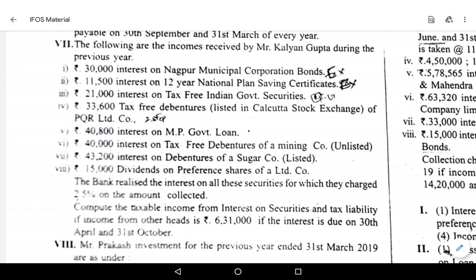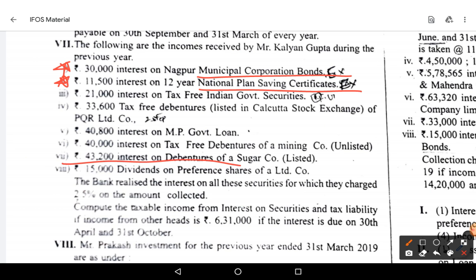If you forget these and take them as taxable, then your answer will go wrong. Municipal corporation, National Plan Saving Certificate, and dividend income from domestic company, these three are exempt. Please remember.